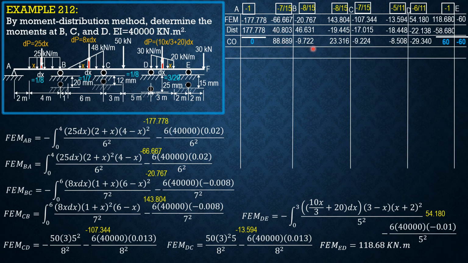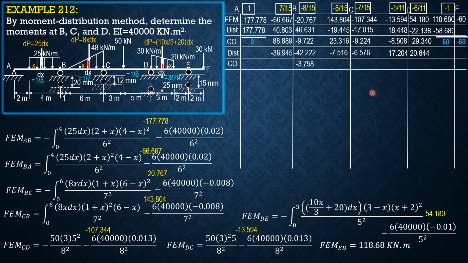So quantity 88.889 minus 9.722 times negative 7 over 15. Negative 36.945. Replace negative 7 by negative 8. Put the value here. Negative 42.222. So quantity 23.316 minus 9.224 times negative 8 over 15. That's the value. Replace negative 8 by negative 7. Put the value here. Negative 6.576. Then distribute and carry over. So none here, because this is already balanced and there is no moment here. So half of negative 7.516, half of negative 42.222, half of 17.204, half of negative 6.576, and none.